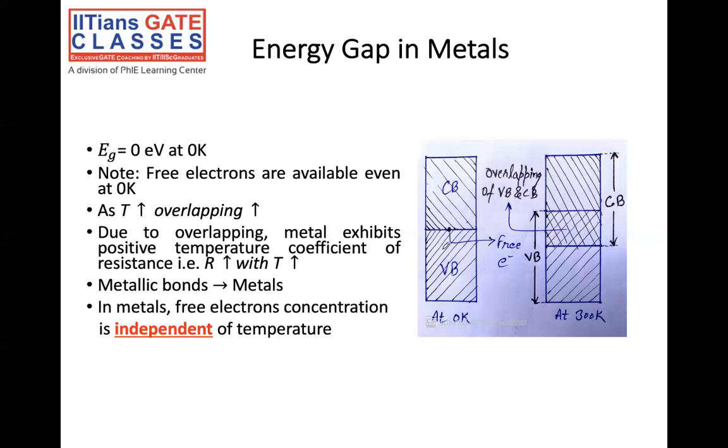And we know the metallic bonds are found in metals. In metals, free electron concentration is independent of temperature. This we should remember. If we increase the temperature, more metallic bonds are broken, more charge carriers are generated, but at the same rate, the recombination takes place. So the free electron concentration is almost independent of temperature in metals.